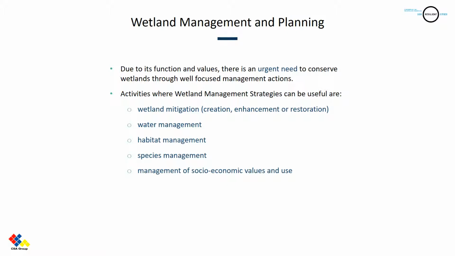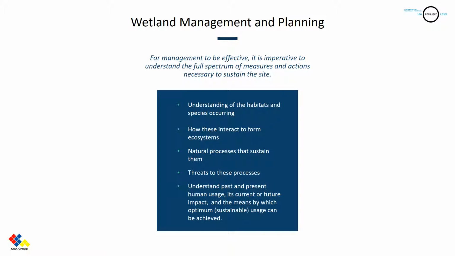So, examples of wetland management activities are wetland mitigation. Mitigation can be done through creation, which is what we call constructed wetlands, enhancement of existing natural wetland habitats, or the restoration of wetland habitats. Also water management, habitat management, species management, and management of socioeconomic values and use. In terms of wetland management and planning, it is very important to understand the full spectrum of measures and actions necessary to sustain the site.